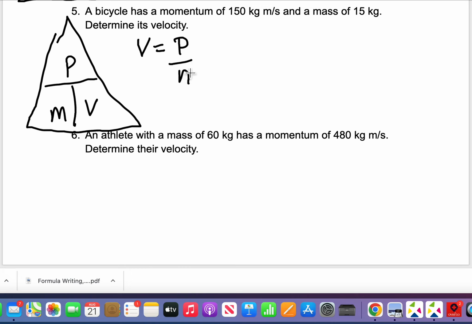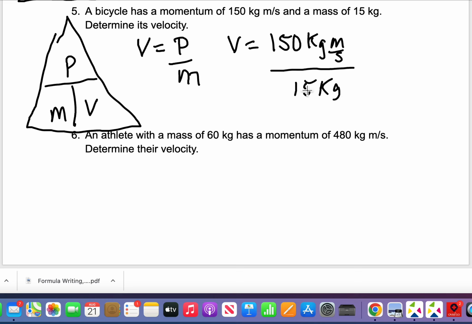So velocity will equal momentum divided by mass. So velocity equals the momentum. Make sure you get the right number in the right spot. 150 kilogram meters per second. We're going to divide that by mass, which is 15 kilograms. And if we take 150 divided by 15, we get that the velocity equals 10. But we have to get the right units. A kilogram divided by a kilogram is 1. So that leaves us a meters per second unit. Why don't you pause the video and see if you can do number 6.